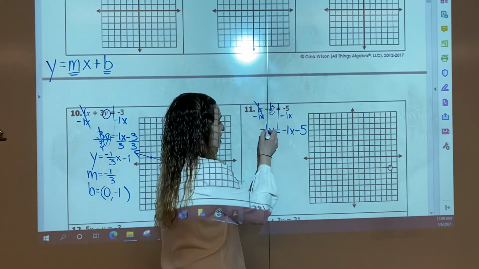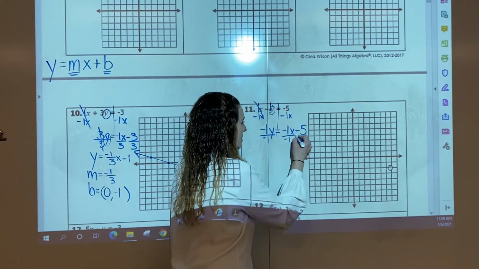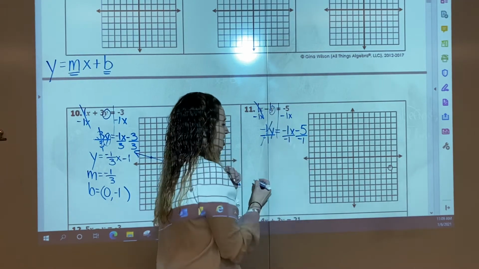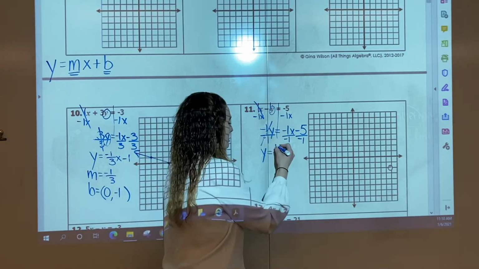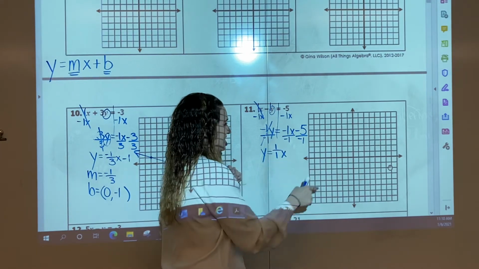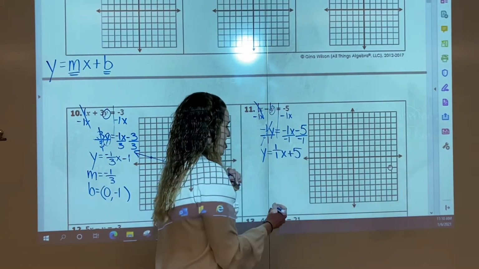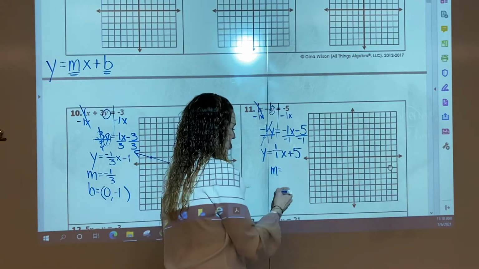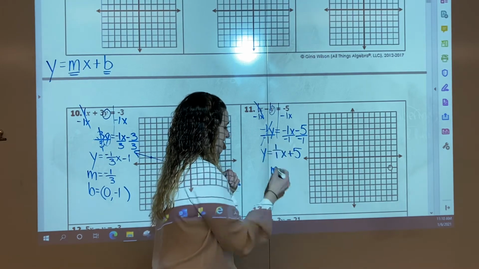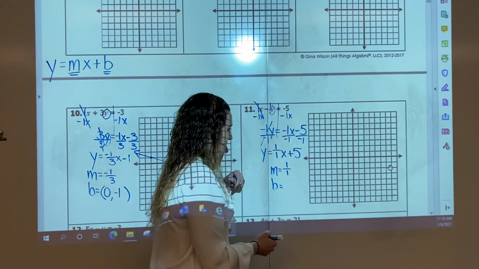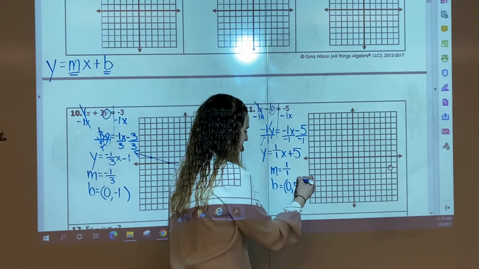Lastly, I know I need to get rid of that negative 1. I need to divide everything by negative 1. Cancels out over there, leaving me just y equals. Negative divided by negative gives me a positive 1 over 1x. Negative 5 divided by negative 1 gives me a positive 5. Now I'm ready to identify my slope, my y-intercept. Slope right here attached to that x, 1 over 1. And my y-intercept, that ordered pair (0, positive 5).